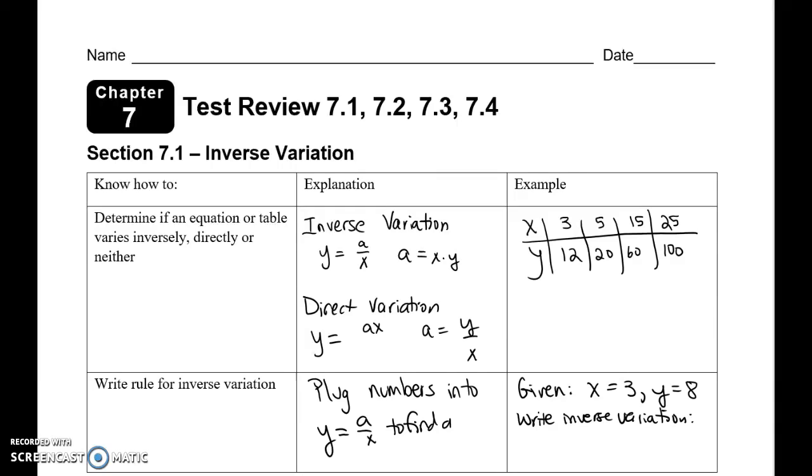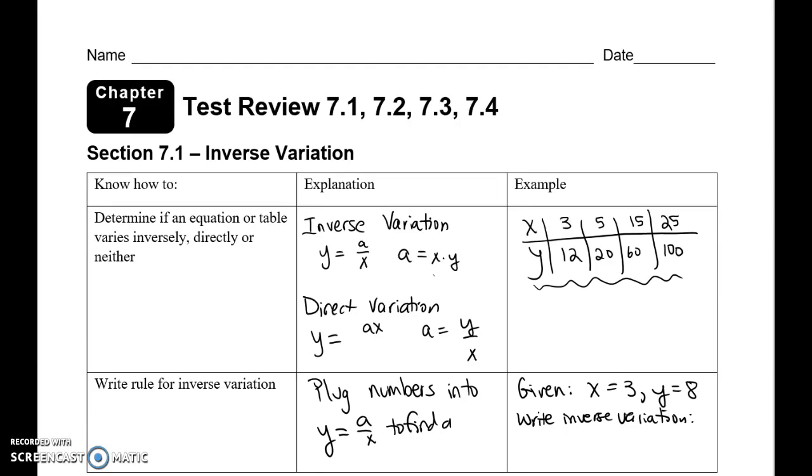All right, this is to fill in the study guide portion of the Chapter 7 test review packet. Right now, I'd like you to pause and fill in what's given. Now let's try the example for figuring out whether this table is indirect or inverse.